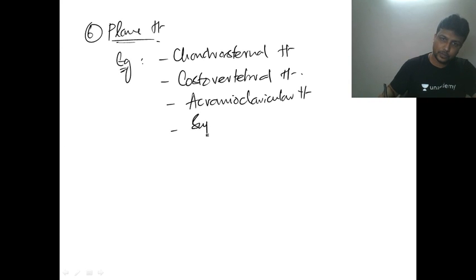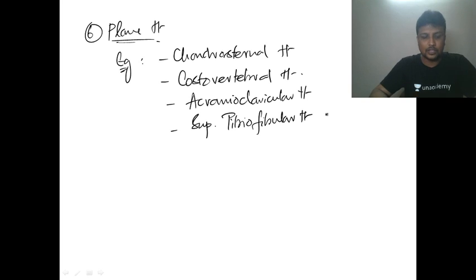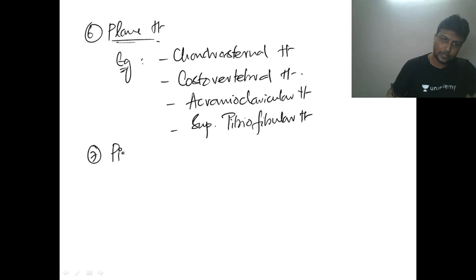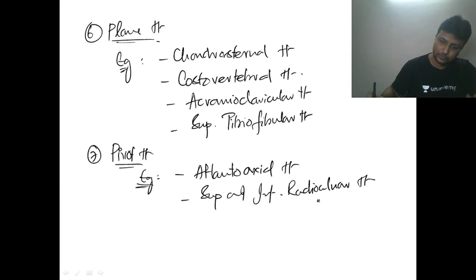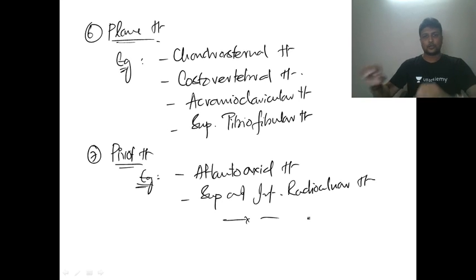And then the superior tibiofibular joint, that we have seen in the lower limb part. Is it okay? And I think we are left with the last and final one, that is the pivot joint. Pivot joint examples already you know. One is between the atlas and the axis, that is the atlanto-axial joint. And one more pivot joint is the superior and inferior radio-ulnar joint. So that's about your synovial joint.